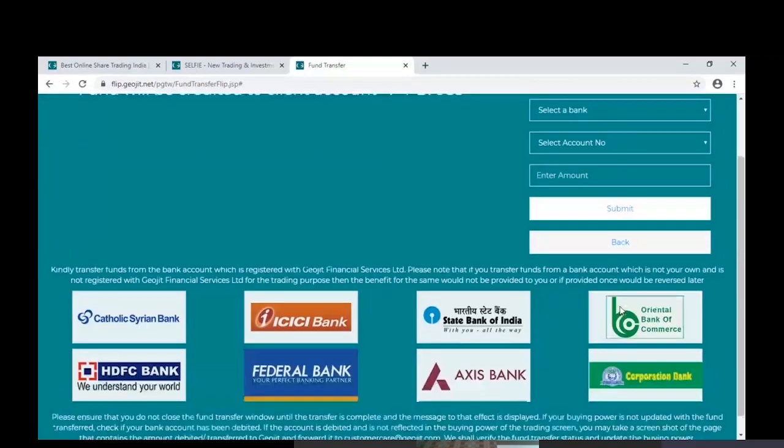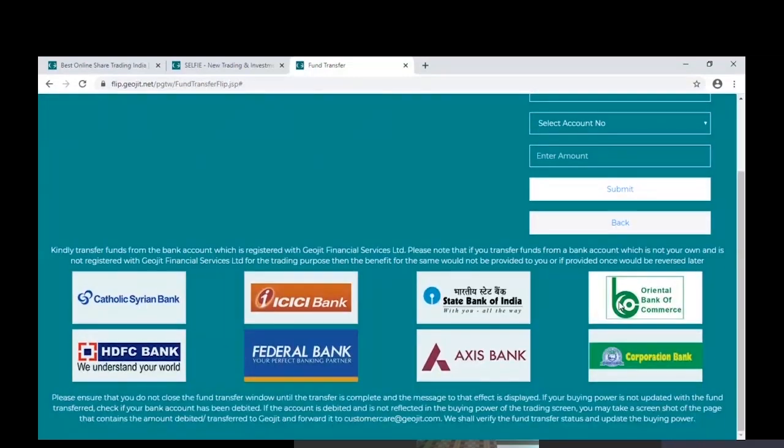So any of you investors should have a bank account with any of these banks, and that bank account should be registered in Geojit. If you are not registered in Geojit, then we cannot permit you to initiate a transfer. So if you are an investor of Geojit and have registered State Bank of India, then you can just come over here and do the transfer. Similarly ICICI, Catholic Syrian Bank, HDFC Bank, Federal Bank, etc.